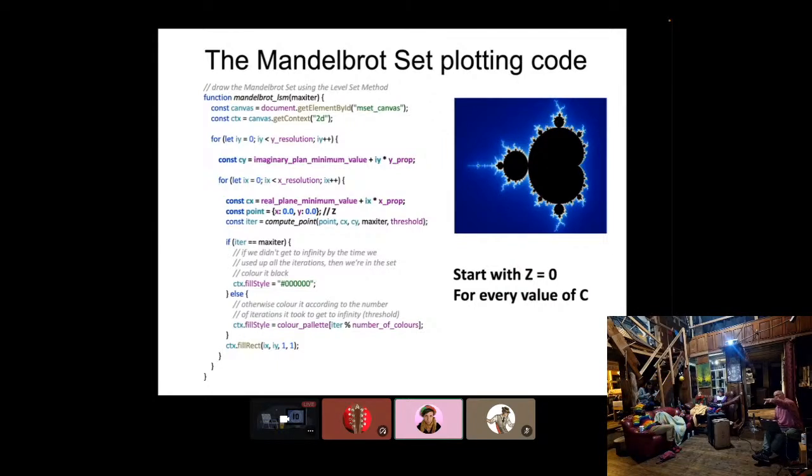And you can see that based on that while loop that we had previously, what we're saying is if we hit the maximum number of iterations, so say we went around 100 times and it didn't go past the threshold, then we'll colour it black. If not, we're going to set it to a number from our colour palette that we compute based on the number of iterations. So, that's the Mandelbrot set, and we're going to see a demo of this shortly, and then it will all be over.